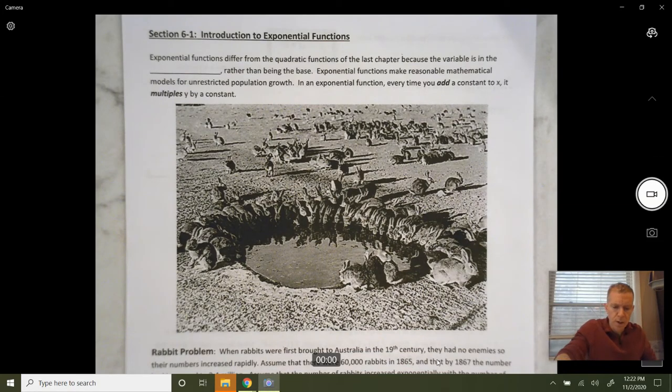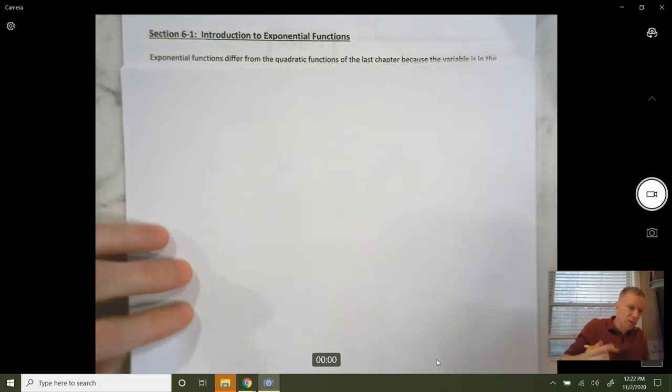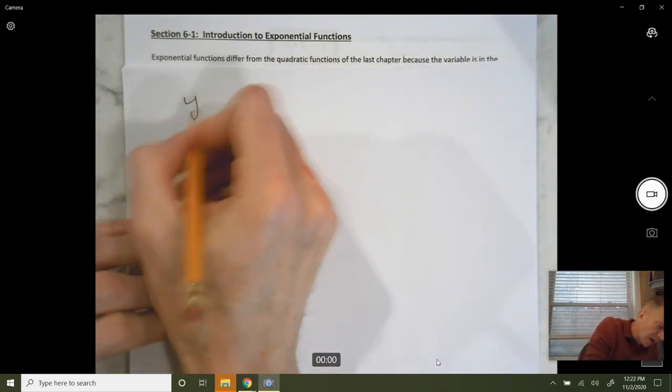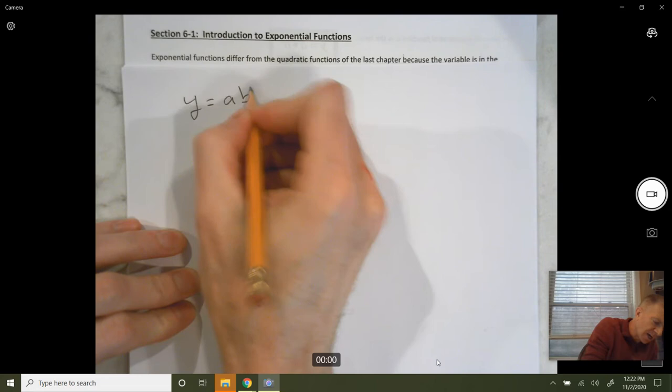Good morning. Before we get into 6.4, I want to talk a little bit about 6.1, the beginning of your packet. Now that we've done a little bit of work with the properties of exponents, I want to talk about what an exponential function is. By definition, an exponential function is something in the form y equals a times b to the x.